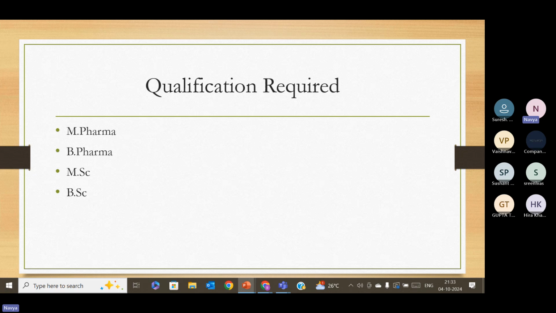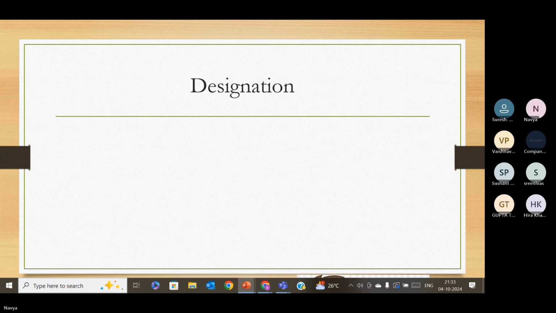Now, qualification requires minimum M.Pharm, B.Pharm, MSc, BSc also can apply for this role as an RA professional. Nowadays, they are doing diploma in regulatory. There are courses available, diploma in regulatory affairs. There is PG in regulatory affairs. There are many other courses which are there. Online certification courses, other courses are also there for RA. So even these people can enter.